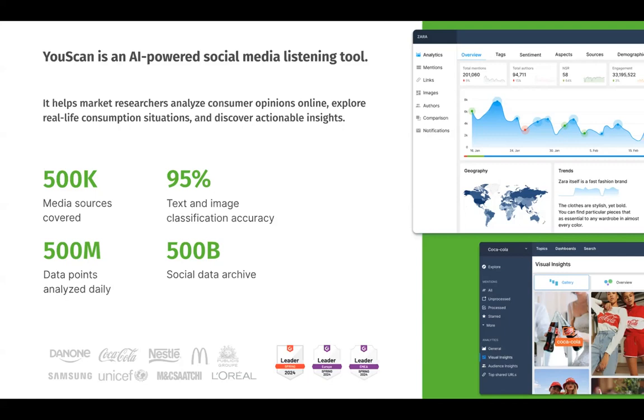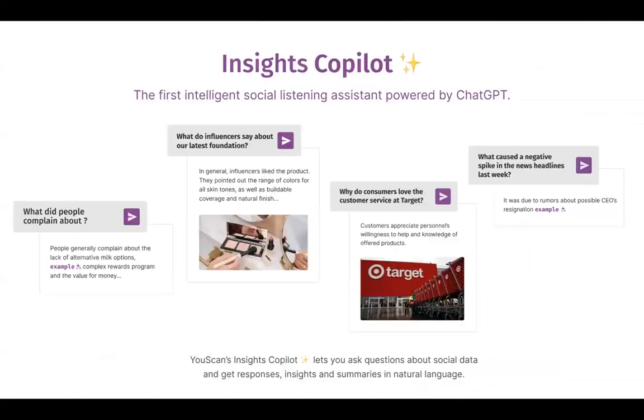So typically, social listening tools like YouScan are structured around charts and graphs, showing you, for example, sentiment distribution, trends in discussions, clusters, geography, and so on and so forth. But lately, we made a step further, and we are trying to democratize social listening for market researchers by enabling them to query the data in natural language with our newest AI tool, the Insights Copilot.